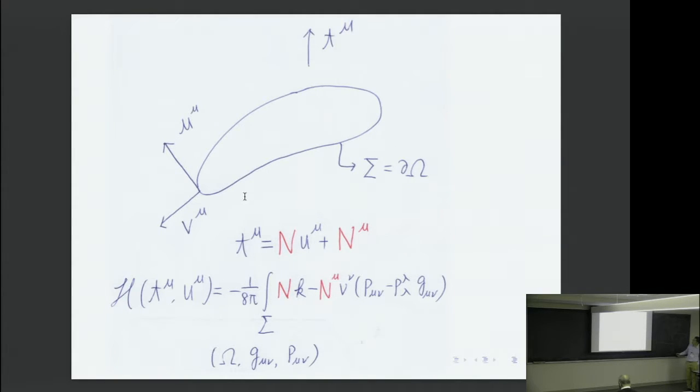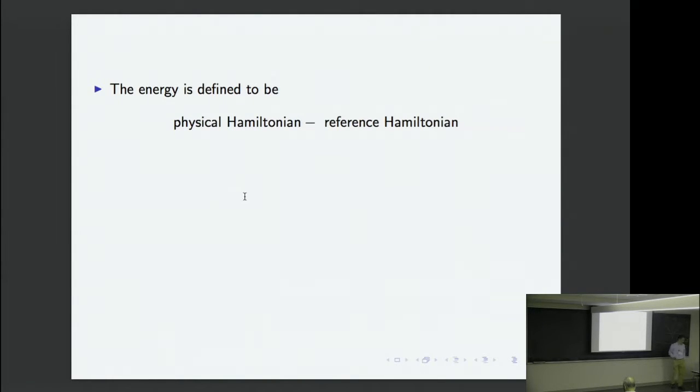And this P mu nu minus the trace of P times G mu nu is actually the conjugate momentum of this space-time hypersurface here. So apparently you rely on the surface that sigma encloses, and also the induced metric and P mu nu. But if you look at this more carefully, it really only depends on these two vector fields. One is this T mu here, and the other is U mu. And the energy is actually defined to be the difference between the physical Hamiltonian and the reference Hamiltonian.